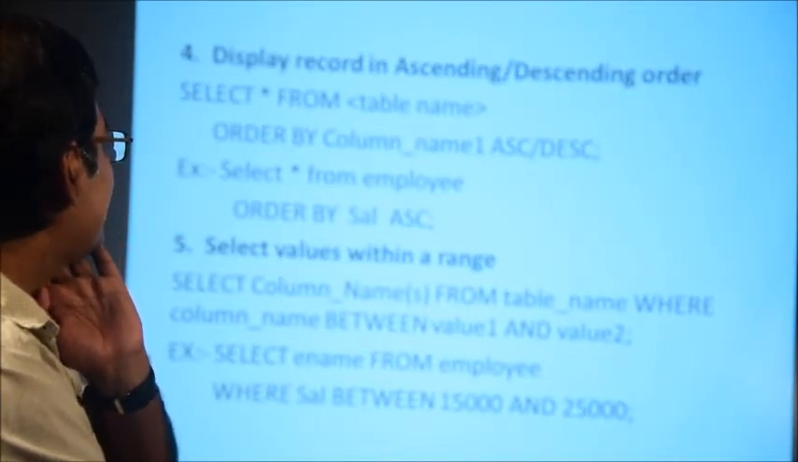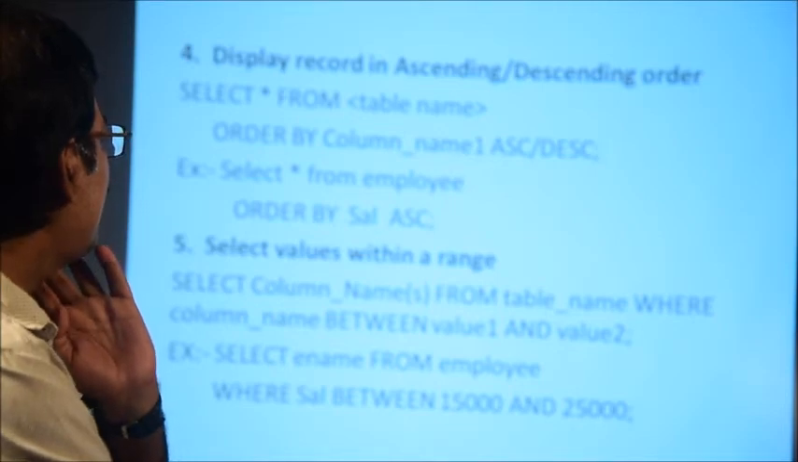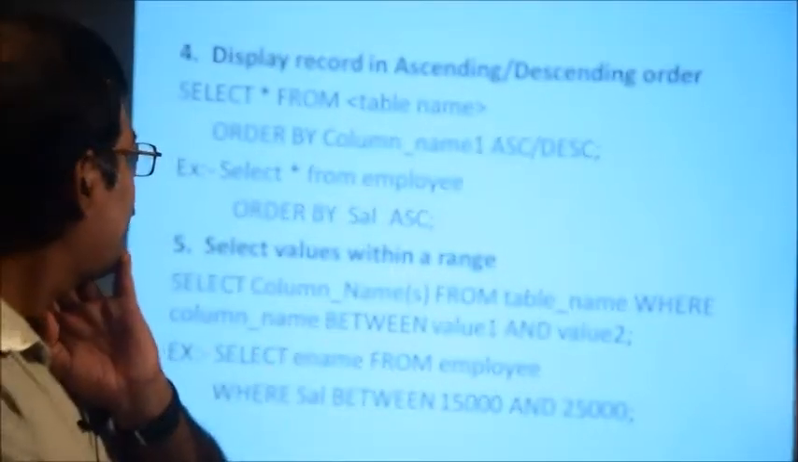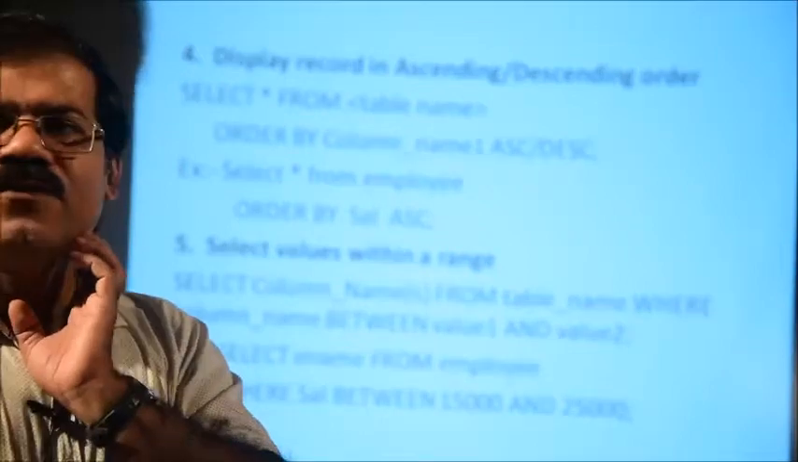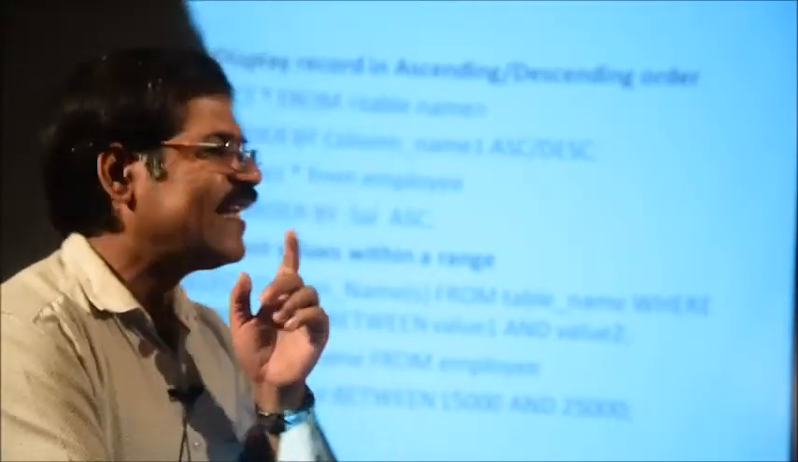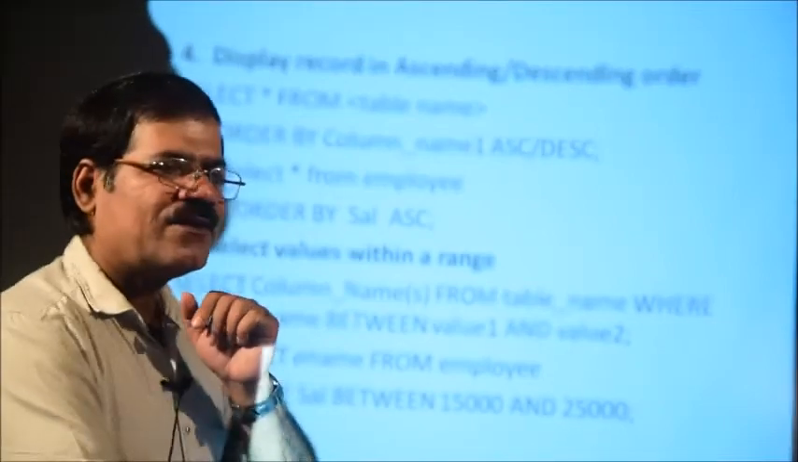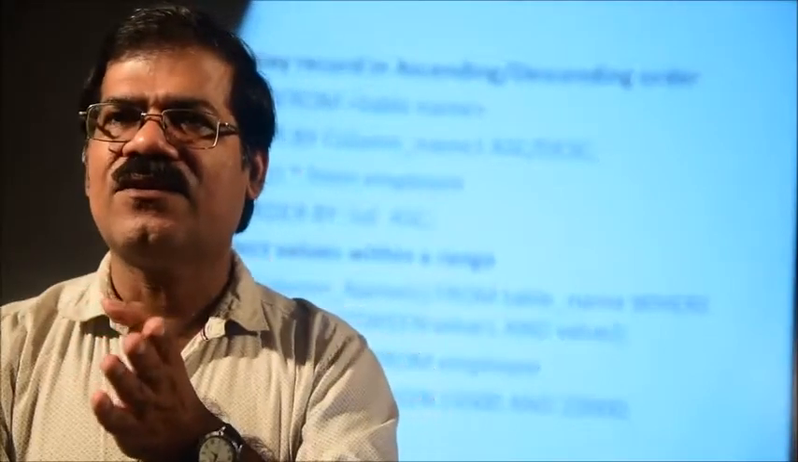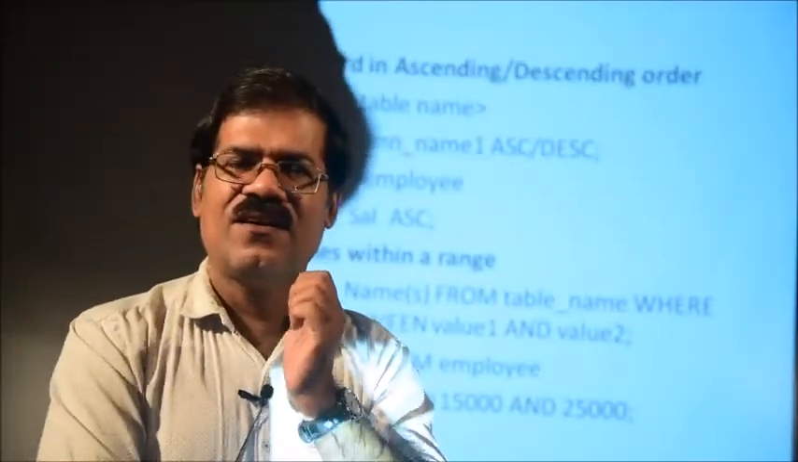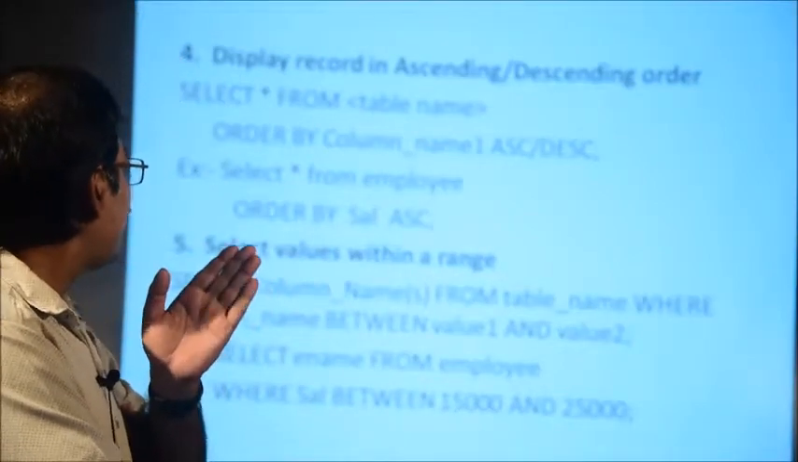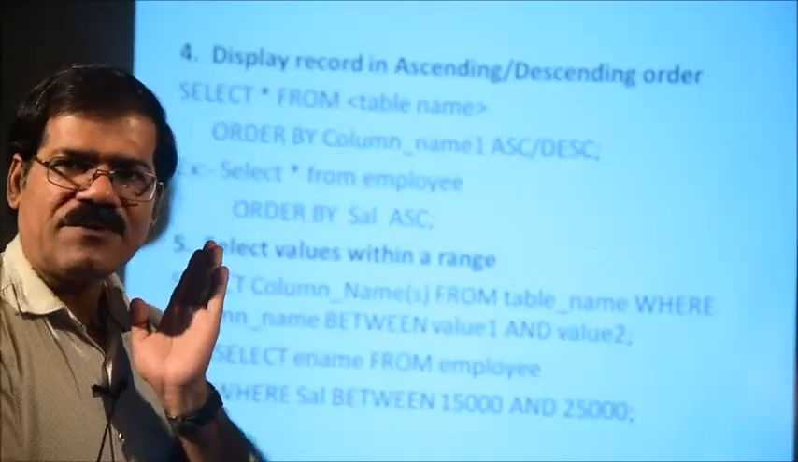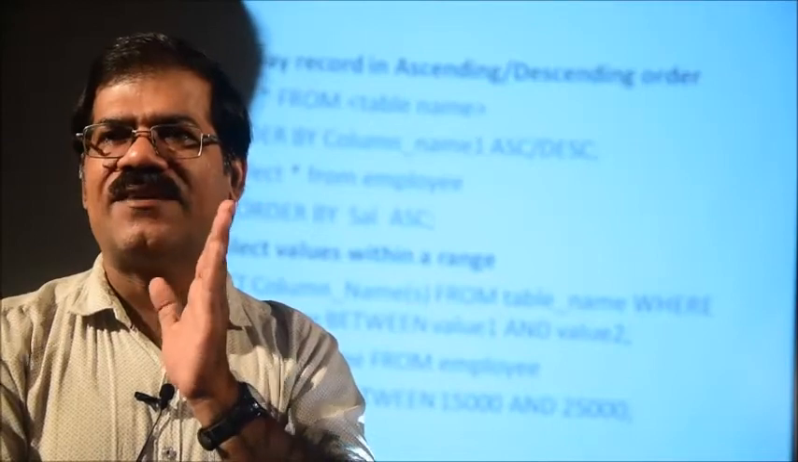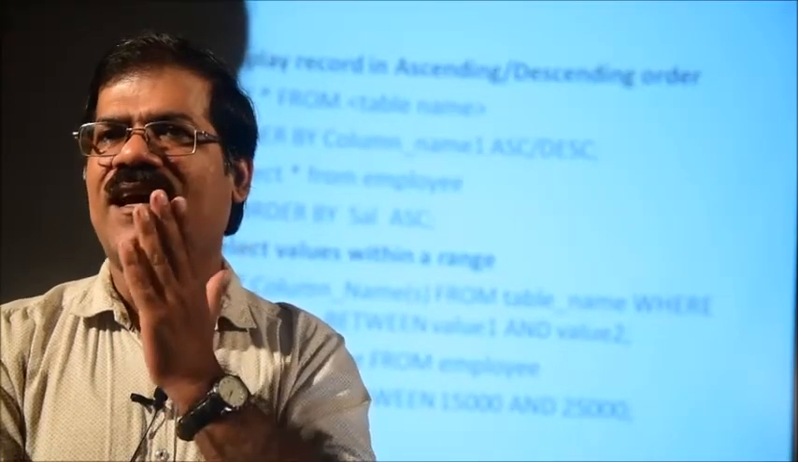For example, it is written select star from employee order by salary ascending. That means the table name is employee and the salary field is in ascending order, according to increasing salary. That means the records are sorted according to the salary. Salary is in ascending order. So in that order the details of the employees will be shown. The salary field is ascending, so the records will be sorted in ascending order of the salary field.